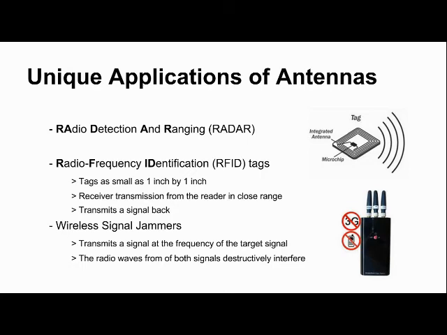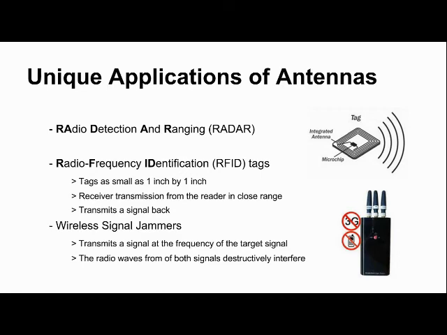On the side here, you can see just a small diagram of what an RFID tag looks like with the antenna included. We'll now talk about wireless signal jammers. These take advantage of the fact that electromagnetic waves interfere with each other. They emit a radio wave at the same frequency as the target signal, so that the signals can destructively interfere, thereby jamming the target signal.